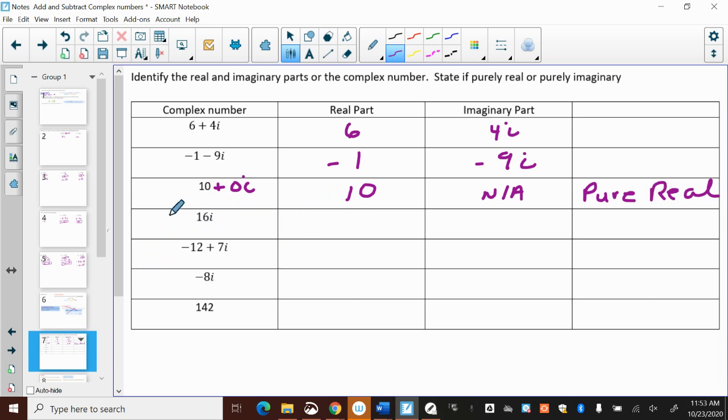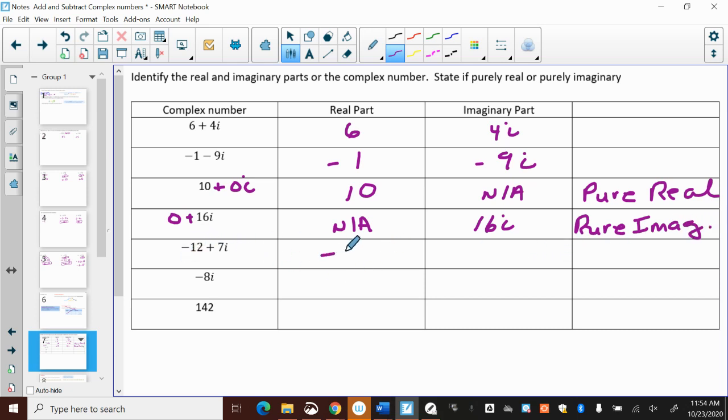This piece over here, it's really saying 0 plus 6i. So this part, the real, it's not applicable to this particular complex number. The imaginary part's 16i, so this guy's going to be pure imaginary.